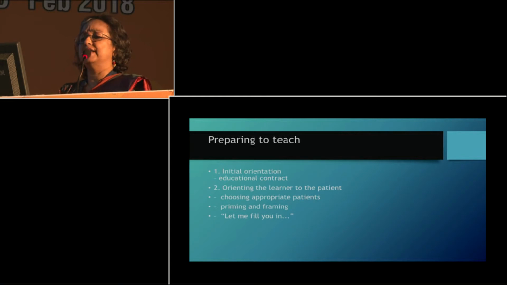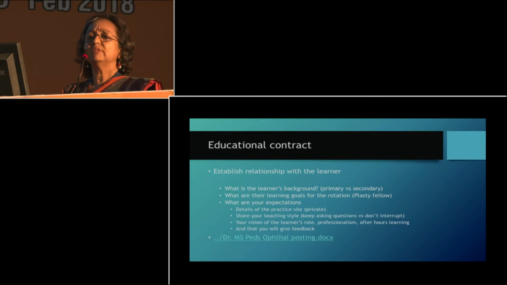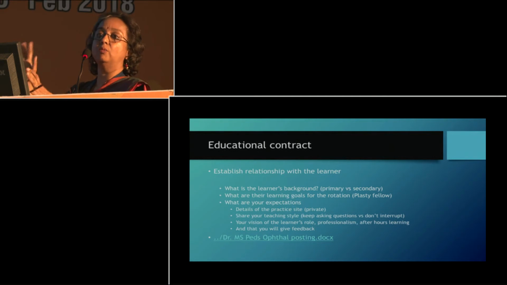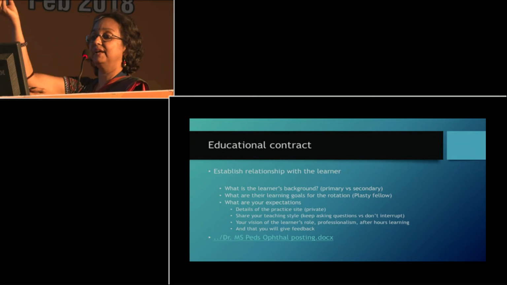What do you mean by preparing to teach? Preparing to teach is subdivided into initial orientation and orienting the learner to the patient. We'll talk about each one of these in detail. It is important to establish a relationship with the learner. What is the learner's background? For example, a primary MS candidate versus a post-DO candidate. Their backgrounds are different. The primary candidate comes from knowing almost nothing, but a post-DO already has a sufficient fund of knowledge and you can start from that.